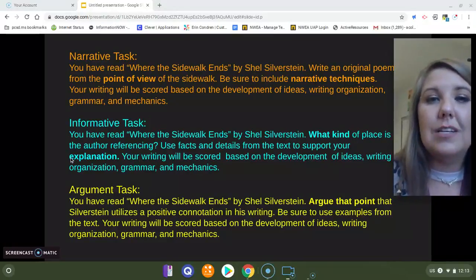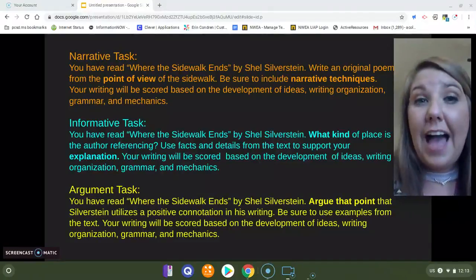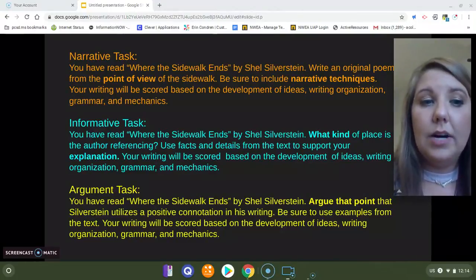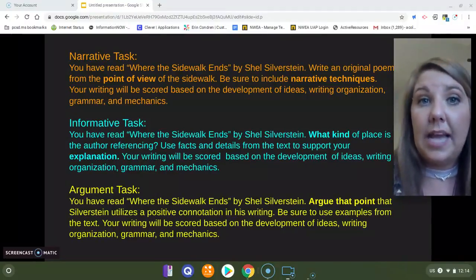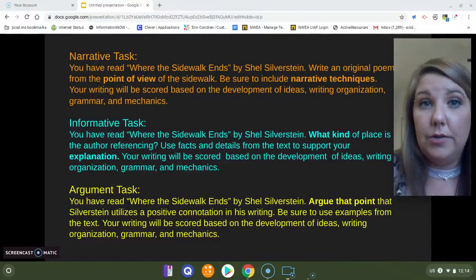So they're asking you to explain. This is informative explanatory. They want you to give facts and details, okay? Your writing will be scored based on the development of ideas, writing organization, grammar, and mechanics. If they're asking you to give an explanation, this is going to be explanatory writing. If they ask you to use facts and details, it will be explanatory writing.